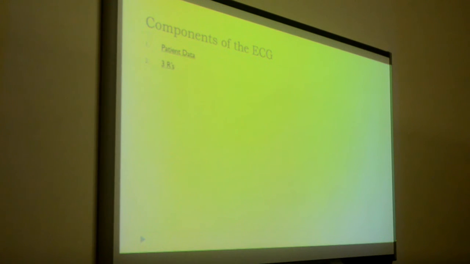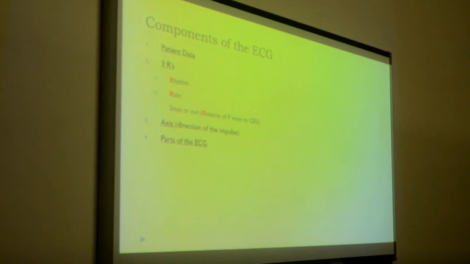The next thing you have are the three R's: rhythm, rate, and relation of the P wave to the QRS, basically if the rhythm is sinus or not. So, patient data, then the three R's: rhythm, rate, and relation of the P wave. Next thing you have is the axis. We know what the normal axis is. We want to make sure that it's normal or if the impulse is going in another direction.